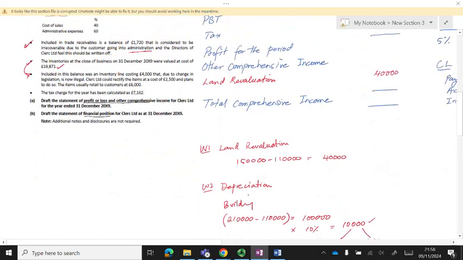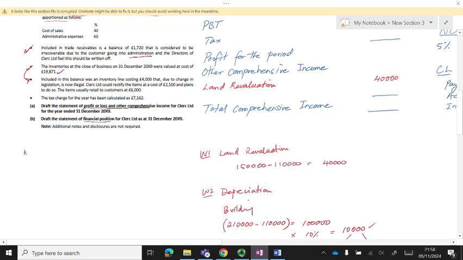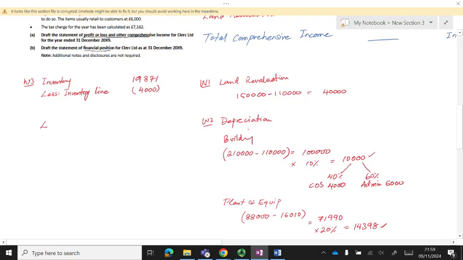Right, so I'm going to do some working over here. Working number 3, inventory. The value of inventory is 19,871. Now the existing stock, we need to subtract it, that stock that has got some legal implications on it, less inventory line, which is £4,000. First we need to remove it, and then we need to apply that rule of lower of cost and fair value.